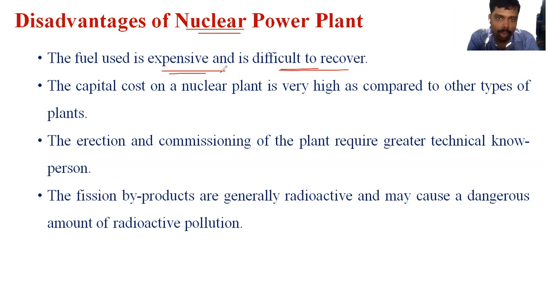In the thermal power plant, the fuel cost is very cheap. But in the nuclear power plant, the fuel we are using is uranium, thorium, and plutonium. The fuel cost is very high, and the capital cost and initial cost of the nuclear power plant is high compared to other conventional power plants.